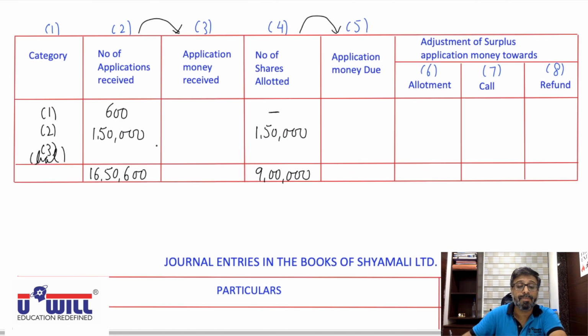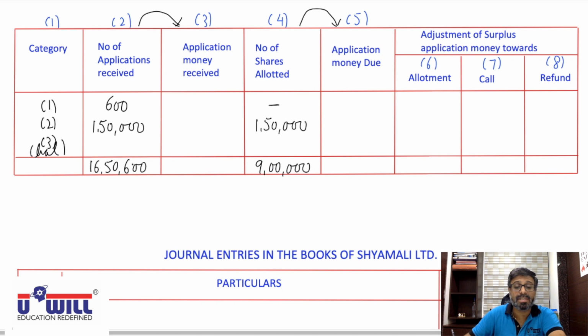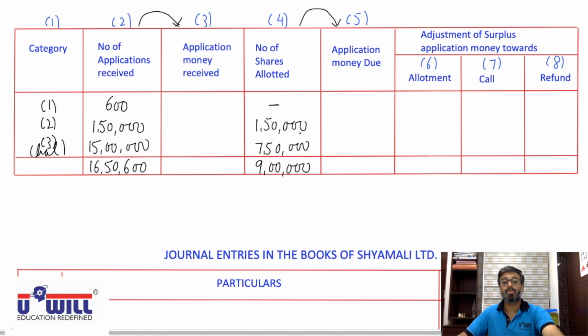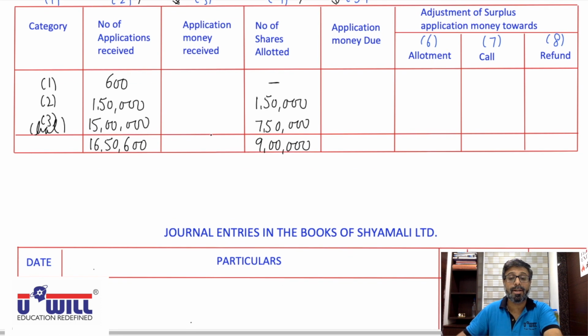Now find out the balance. 16,50,600 minus 1,50,000 minus 600. 15 lakhs is the balance. And 9 lakhs minus 1,50,000, 7,50,000 is the balance. I hope everyone is clear with the 3 categories involved here.